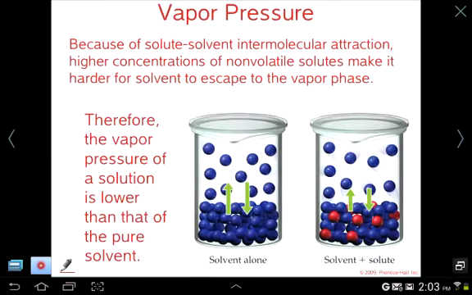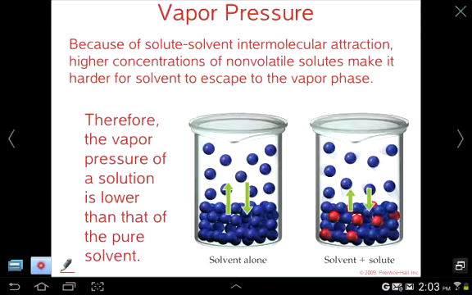If you recall, vapor pressure is the pressure that the gaseous form of the liquid takes. Every liquid actually releases gases into the space right above the liquid, and we can talk about the pressure in a closed container, if you close it off, the pressure that's exerted by those gases.